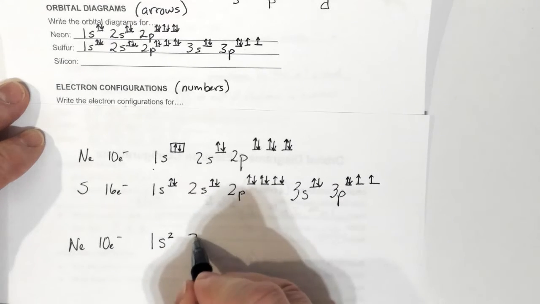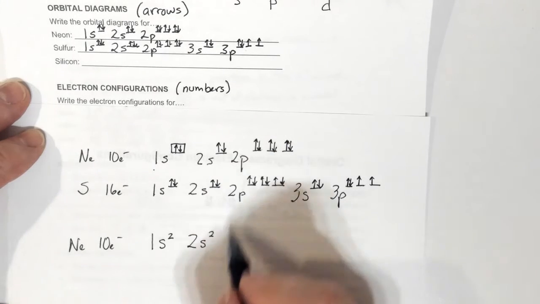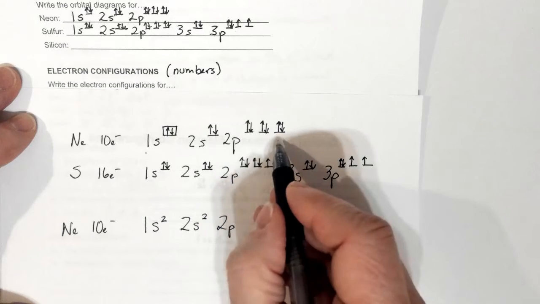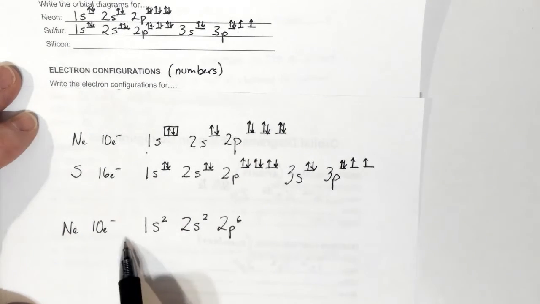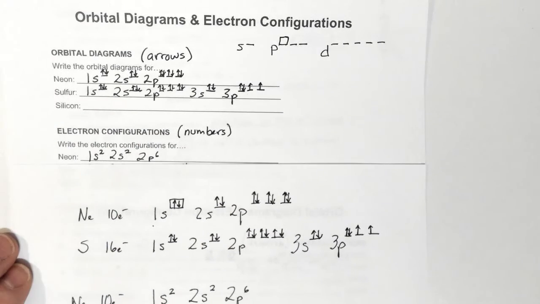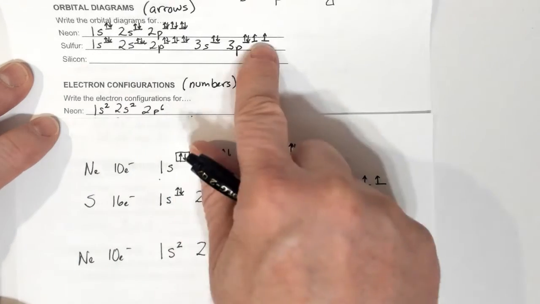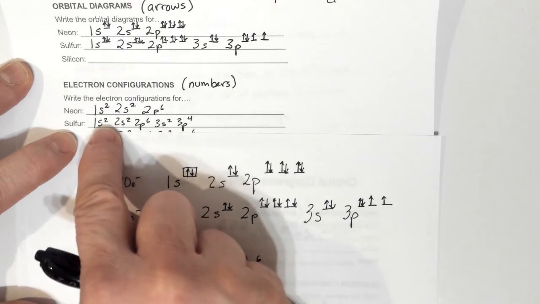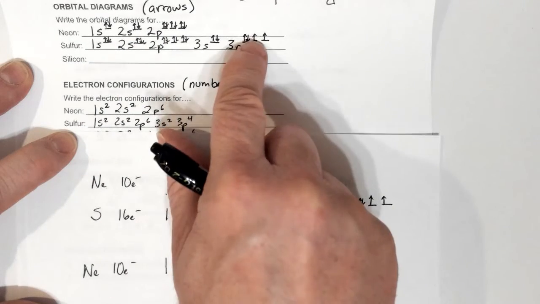And in the second energy level, in the S area, there are 2. But in the second energy level in the p area for neon, there are 6 electrons. So if you turn these arrows into numbers, we have what's called the electron configuration. And so it just looks like that. Okay? And to change sulfur's, we would just do the same thing, change them into numbers. And it would be 1s2, 2s2, 2p6, 3s2, and 3p4.